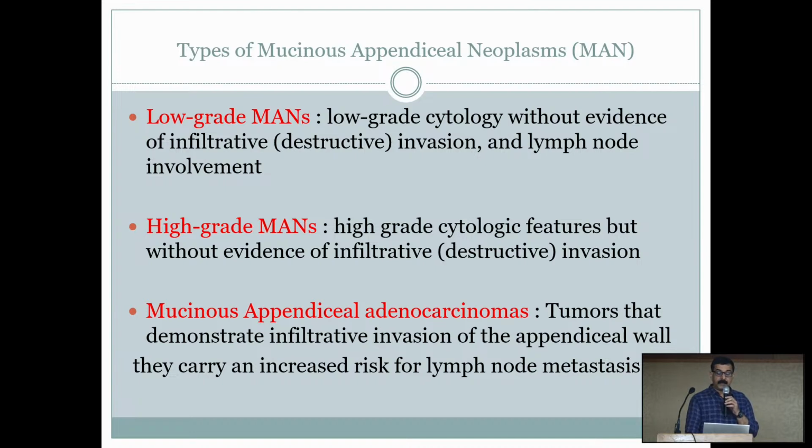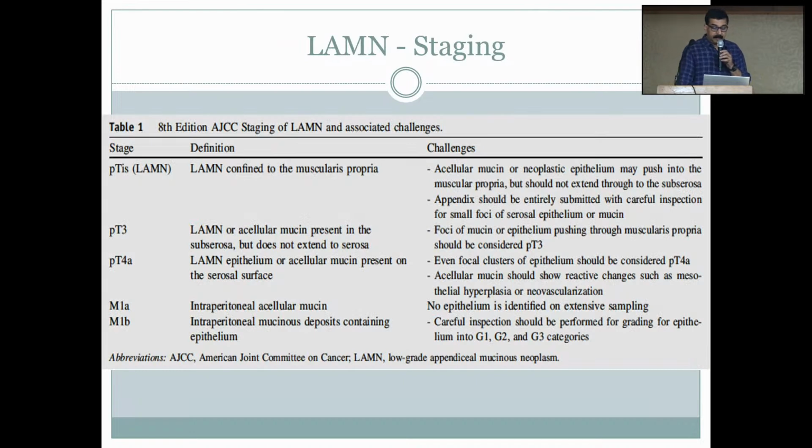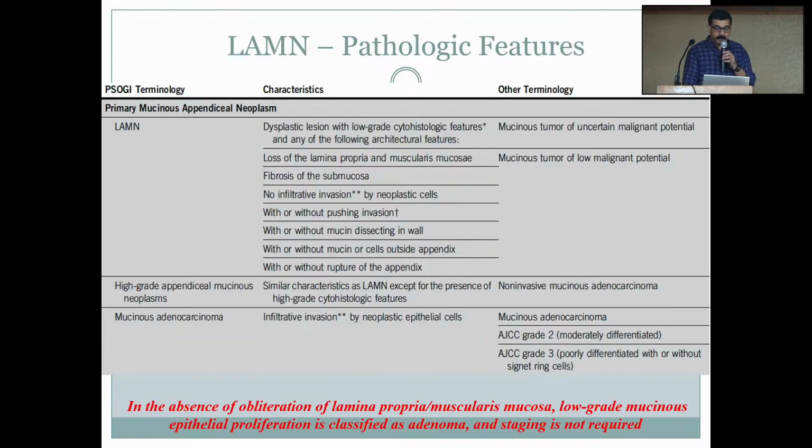But when it comes to mucinous appendiceal adenocarcinomas, there will be infiltration and invasion of adjacent structures or organs. Again, after TIS we have only T3, because lamina propria involvement in LAMN is still considered TIS because of its character and behavior. The two pathognomonic pathological features of LAMN are the loss or absence of lamina propria and muscularis mucosa, and fibrosis of the submucosa. These two are the features by which a pathologist calls it a LAMN, or low-grade mucinous neoplasm.